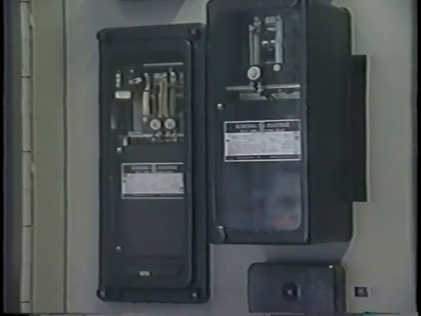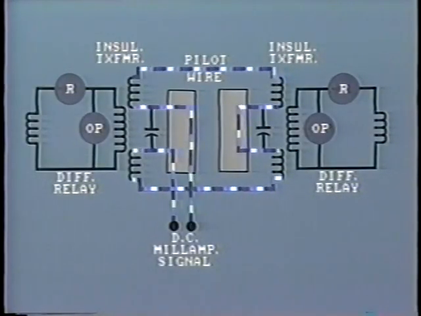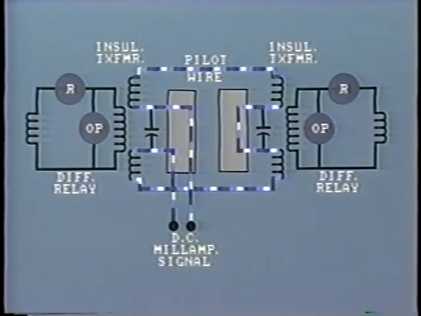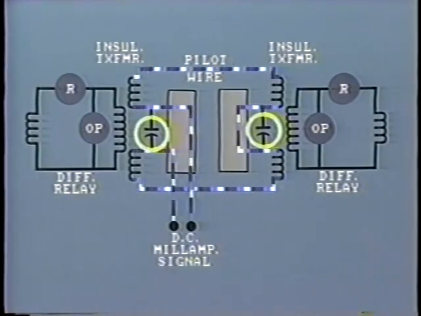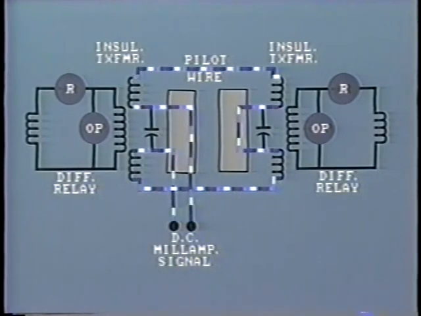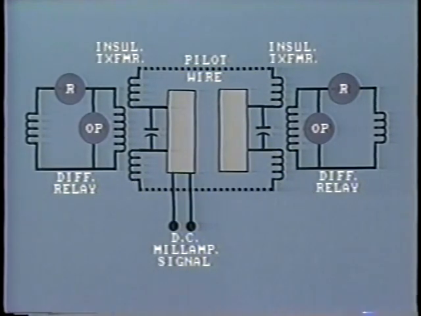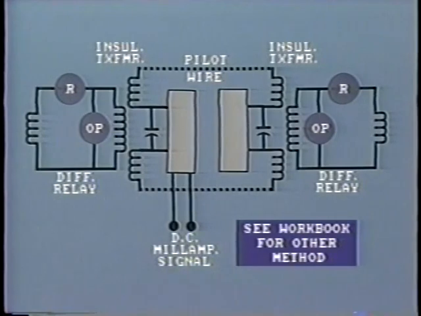In order to detect pilot wire faults, such as open or closed circuits, sometimes a monitoring system is installed at each end. A DC milliamp signal is applied to the pilot wire circuit. The capacitors allow AC circulating current to pass, but block DC. Pilot wire faults alter the DC signal and cause an alarm. Another method, described in your workbook, measures the actual circulating current in different parts of the circuit.